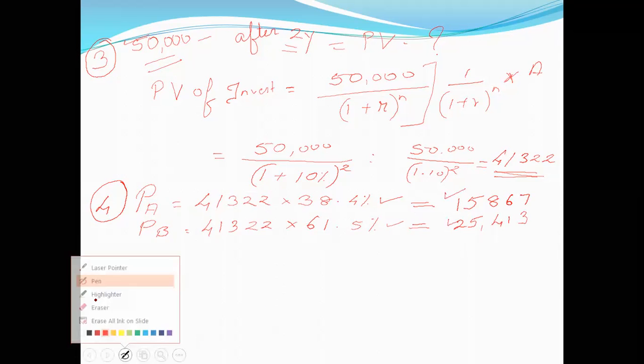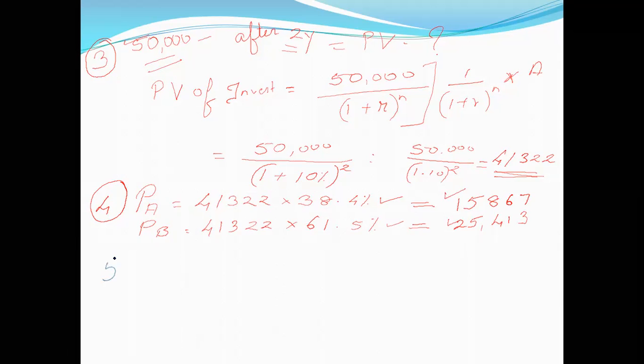Now, if this is the proportion of investment in bond A and bond B, the last step is how many bonds should we buy then? If this much money has to go into bond A and this much money has to go into bond B, then how many bonds should we buy? So that is step number 4. Step number 4 talks about the number of bonds to be purchased. So we'll see how many bonds we have to purchase.